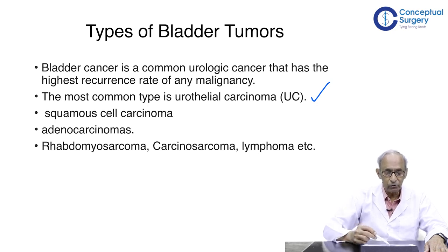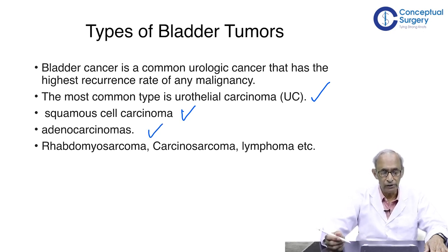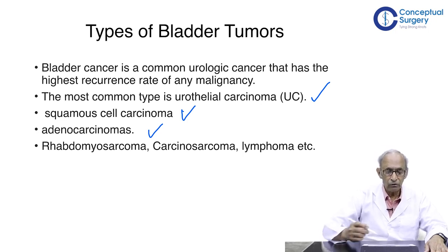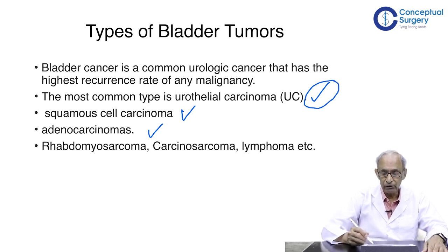The next one is squamous cell carcinoma, and a third one is an adenocarcinoma. For example, the one that is arising from urachus is typical case of adenocarcinoma, and also sometimes rhabdomyosarcomas, carcinosarcomas, lymphomas, etc. Squamous cell carcinoma, the one that typically arises out of chronic irritation, for example, a stone in the bladder. So we will talk essentially more about this because this is the commonest carcinoma. Others as they come along.